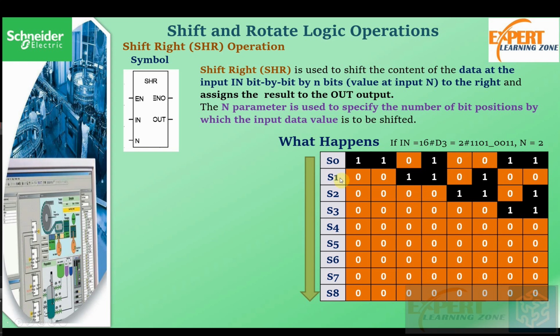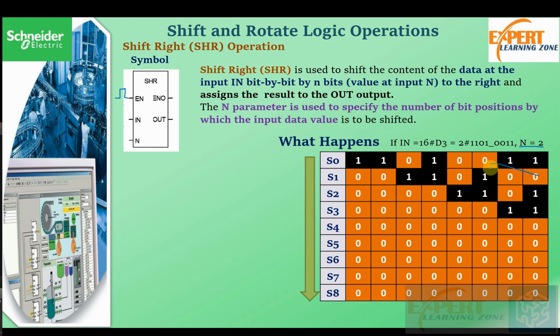Now let's suppose that after a shift, that is when a pulse comes on this enable pin, for every pulse on this enable pin, the data will be shifted n number of places to the right. Okay, so let's say that we now have a pulse here. So when a pulse comes, since we are shifting 2 places to the right, this data will be shifted 2 places to the right.